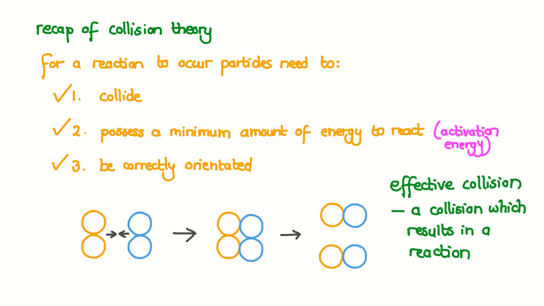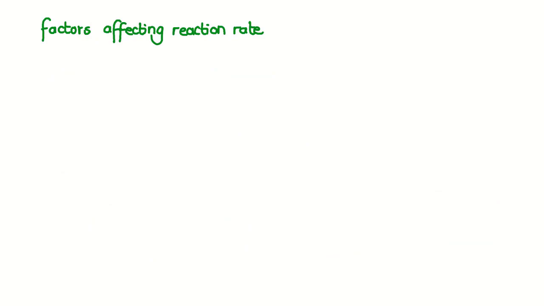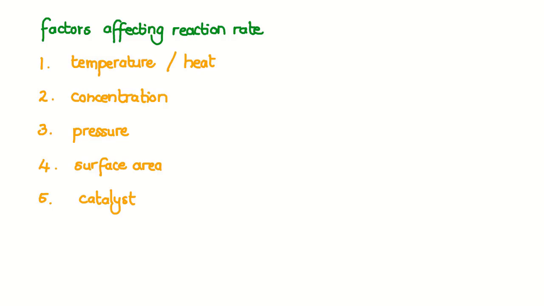Now that we have recapped what collision theory is, let's have a look at factors which affect the rate of a chemical reaction. There are 5 main factors which affect the rate or speed of a reaction: the temperature of the reacting species, the concentration of the reactants, which we usually use for reactants in solution reacting with each other, the pressure of the reactants, which we usually talk about when gases react with each other, surface area, which we talk about when one of the reactants is in a solid state, and catalysts.